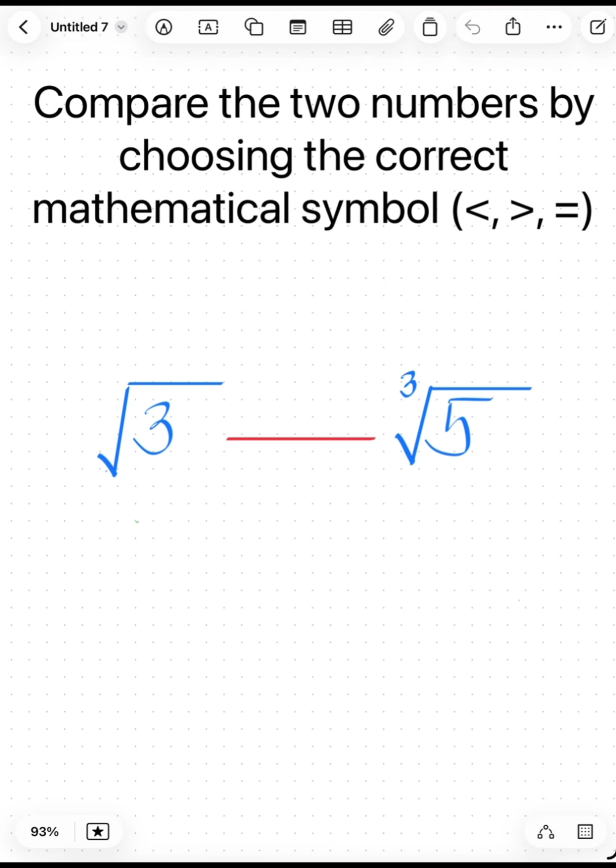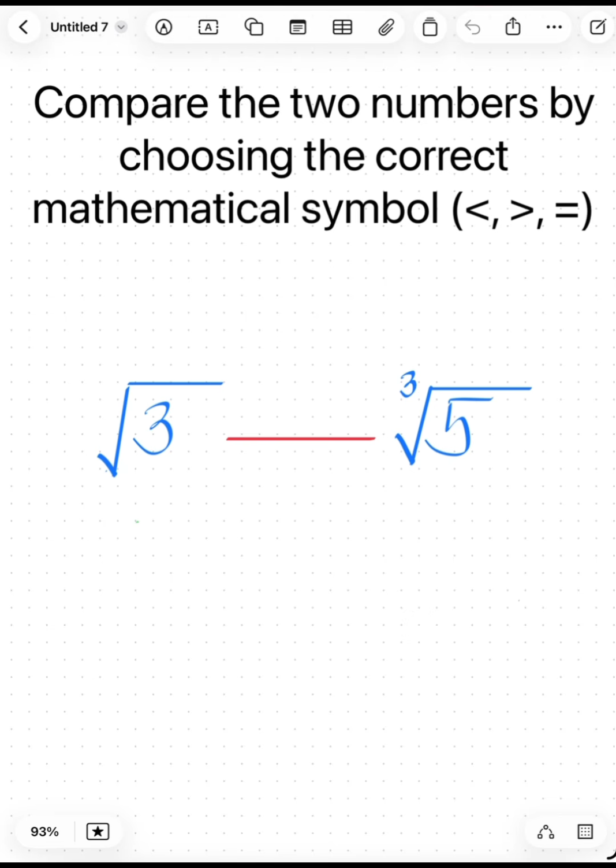Compare the two numbers by choosing the correct mathematical symbol: less than, greater than, or equal, between the square root of 3 and the cube root of 5. Pause the video and try to answer. Tinry mo ba? And if your answer is less than, mali. And if your answer is greater than, then you are correct.